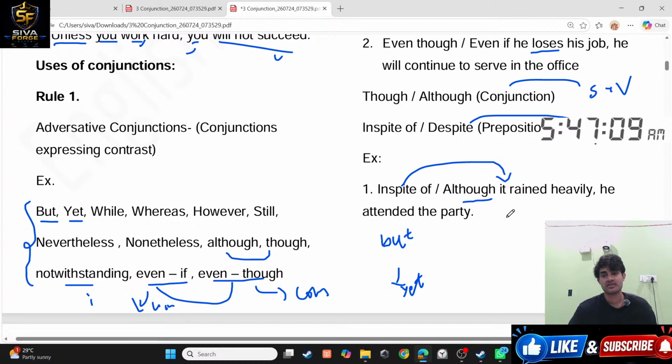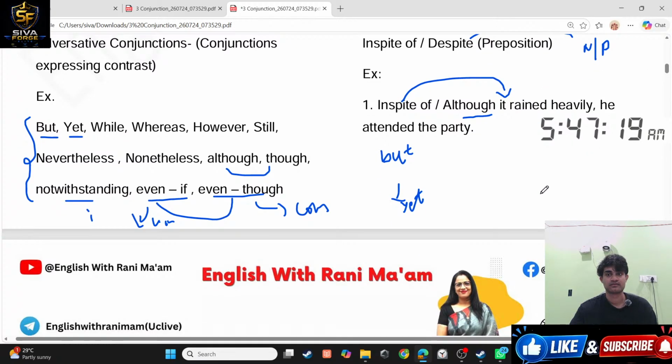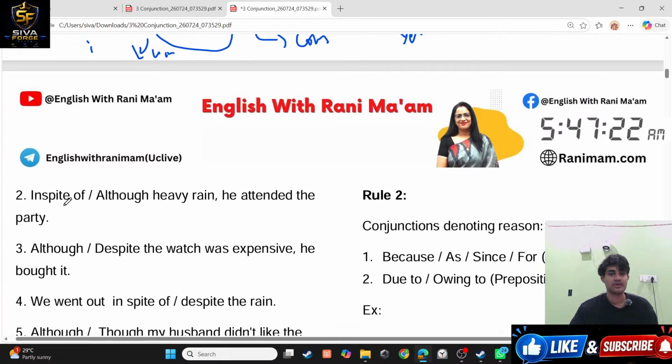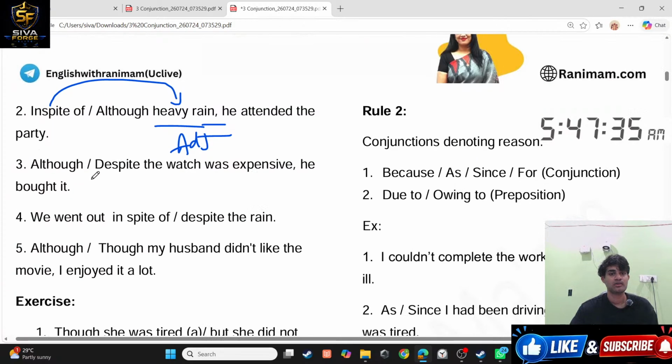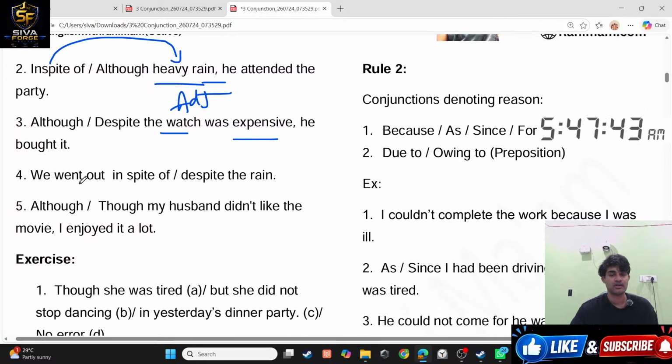So after a preposition we should get a noun or pronoun. It should be an object. Okay. In spite of heavy rain, this is true because here in spite of takes an object. Rain is my noun, heavy is my adjective. He attended the party. Although the watch was expensive, here subject verb, he bought it. We went out in spite of or despite the rain.